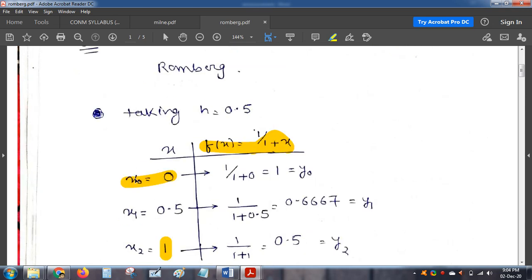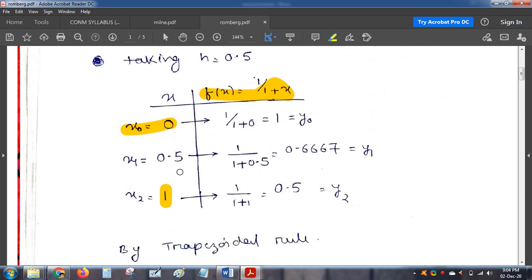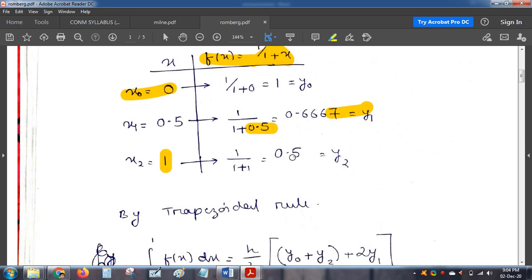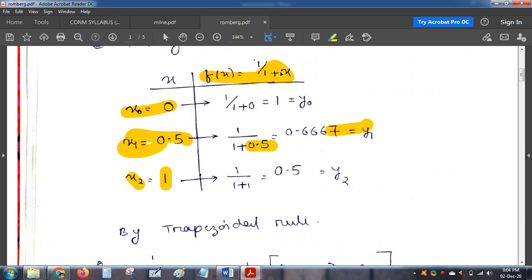So if x0 is 0, then y0 is 1. Similarly, if x1 is 0.5, then just put 0.5 in place of x, and you can calculate your y1. Then, in order to calculate your x2, just add 0.5 to x1 and you can calculate your x2. Put this x2 in this function and you can calculate your y2.